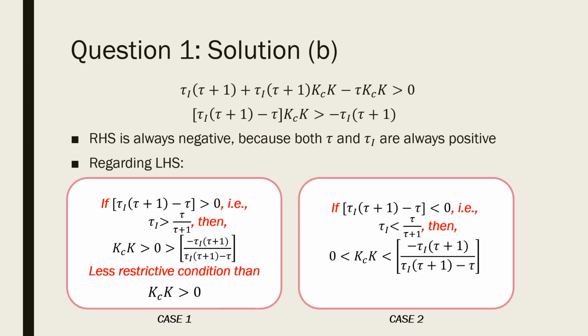On the other hand, in case 2, the LHS term is taken to be a negative value. Then we have the relation Kc times K is lesser than minus tau I times tau plus 1 over tau I times tau plus 1 minus tau. Coupled with the necessary condition, we have both an upper limit and a lower limit on the product of controller and process gains, and therefore this is the final solution.